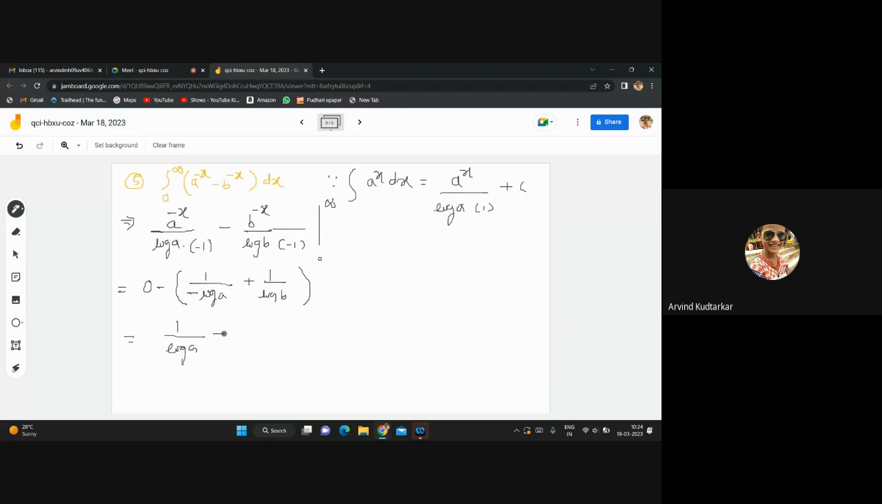So when there is an index function like e raised to x or a raised to x, whatever base is there, having index x or any type of index in linear form, their integral will be a raised to x upon log a. And once again, the derivative of x with respect to x is 1. So the solution will be 1 by log a minus 1 by log of b.